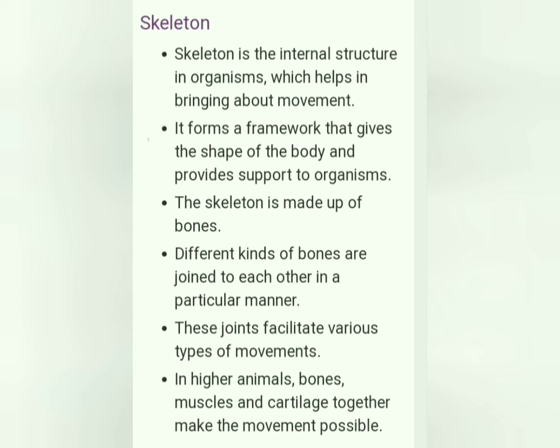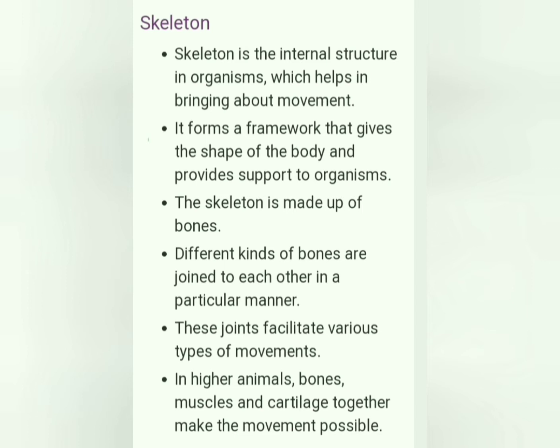Skeleton. The skeleton is the internal structure in organisms which helps in bringing about movements. Why is the skeleton helpful? The skeleton helps to move our body. It forms a framework that gives shape to the body and provides support to the organism. We already learned that the framework of the skeleton gives the framework of the body, because bones are covered by muscles, and then we get the human body. The skeleton is made up of bones. Bones are very hard and cannot be bent.